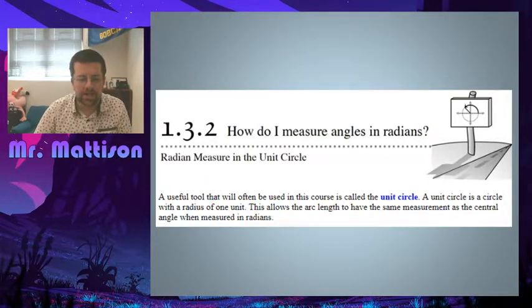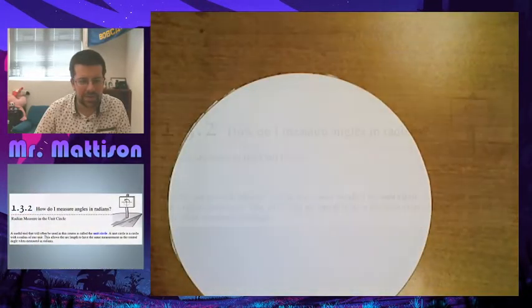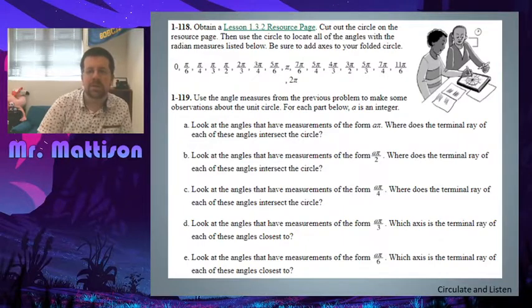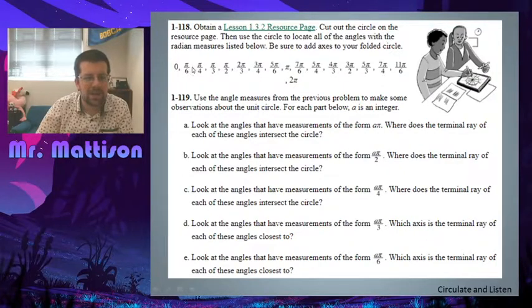So I'm going to change my view to this. Actually, I might show you this next slide first. Right, so basically we're going to be trying to make these angles here. We're going to be trying to get 0, pi over 6, pi over 4, pi over 3, pi over 2, 2 pi over 3, all the way up to 2 pi.